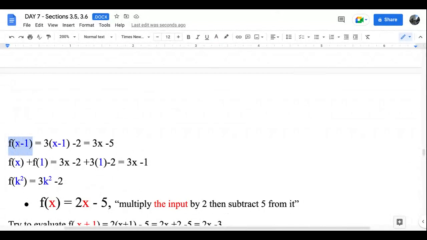f of x minus 1. Now the input is x minus 1, but we will do the same thing. We multiply 3 with the input, we subtract 2. We simplify this, we get 3x minus 5.